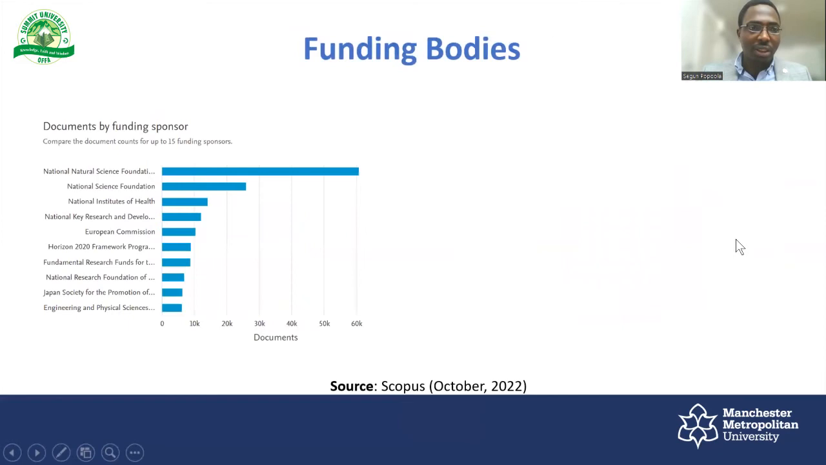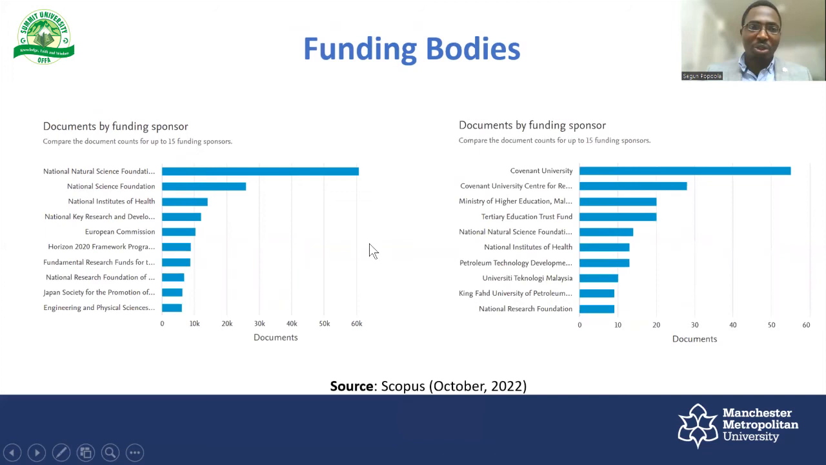The funding: most of the AI research funding comes from the National Natural Science Foundation. I believe that should be in China, and the National Science Foundation, that should be from the United States. So that means there's a direct correlation between funding and research output. If we want research output in Nigeria, that means we need to work more on the funding. In Nigeria, the top funder of AI research is Covenant University, and no wonder they are the ones that have the highest number of research publications in this area. Covenant University, Ministry of Higher Education, TETFund, and so on and so forth.